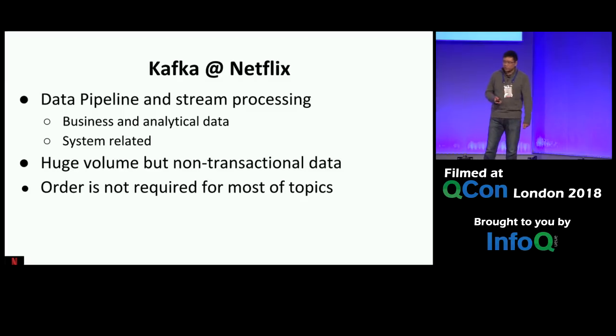And the second major category is the system-related data. These are typically application error logs, as well as some distributed tracing information. And we use that information to gain insights into our system, and also for some debugging purposes. For both categories of events, they have huge volume, but they are non-transactional. And for most of our topics, event ordering is not important and therefore not required.